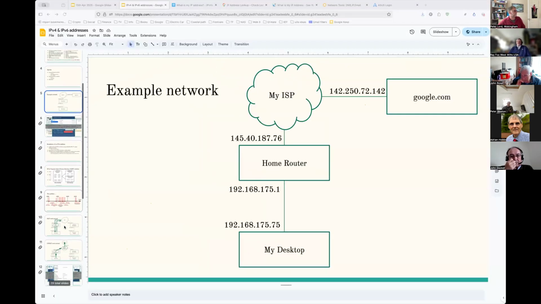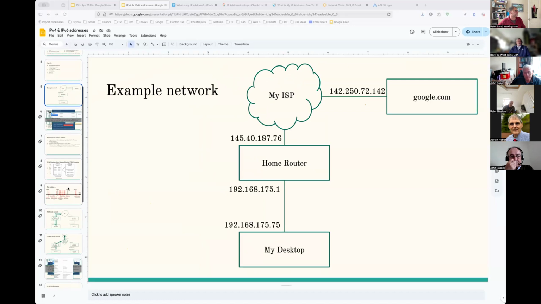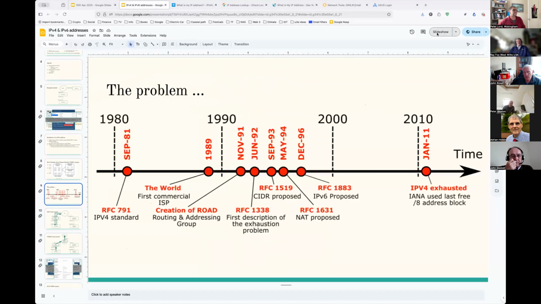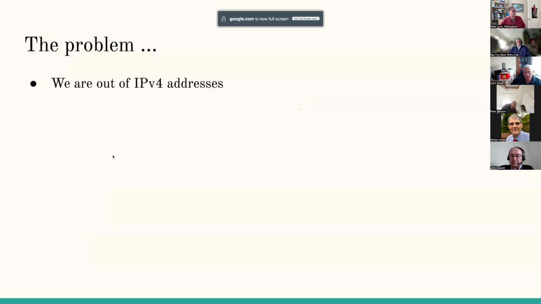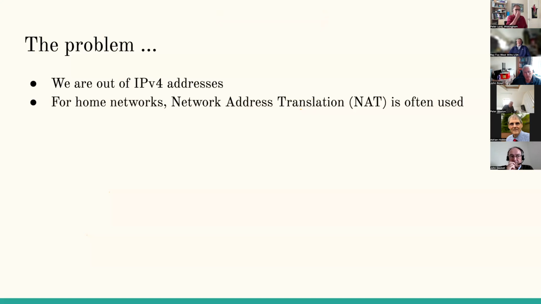But there is a problem, and I don't know if you've spotted this already, but there is a problem. I said that with IPv4 addresses, there's 4 billion IP addresses in that range, effectively 0.0.0.0 to 255.255.255.255. But we've run out. The world has run out of IPv4 addresses, and this is a big problem.